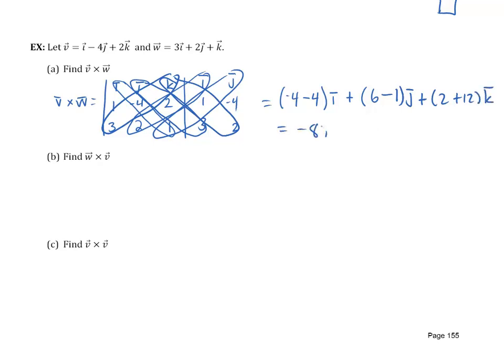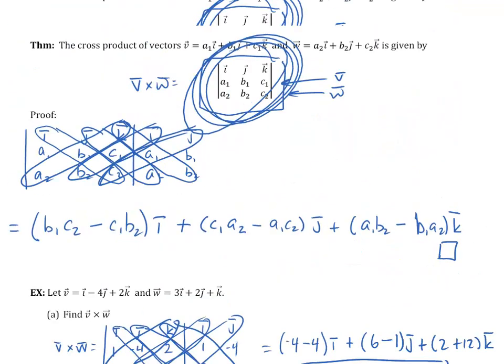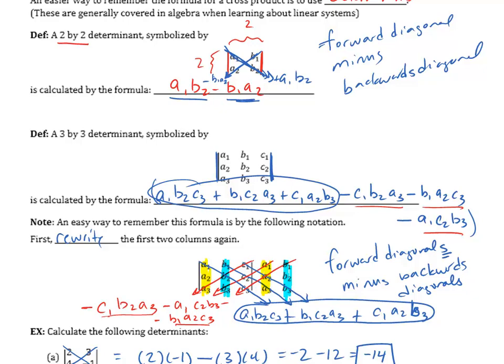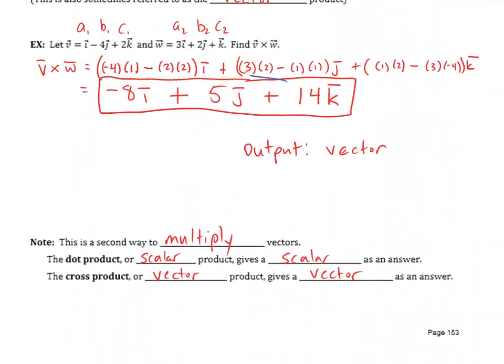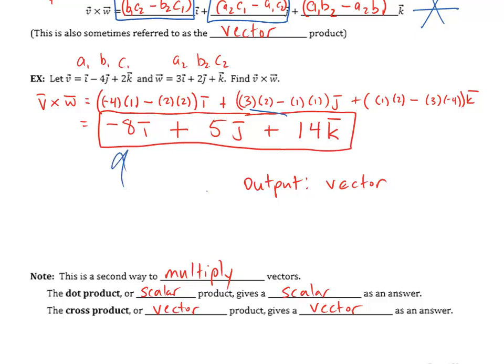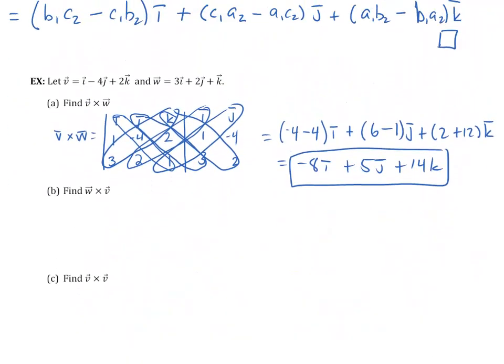which gives me negative 8i plus 5j plus 14k, which, by the way, these are the same two vectors I used earlier. I got negative 8, 5, and 14, which is exactly what I got. Where was it? Negative 8, 5, and 14. All right, right back down here. Sorry to keep scrolling up and down. I hope I'm not making you nauseous.